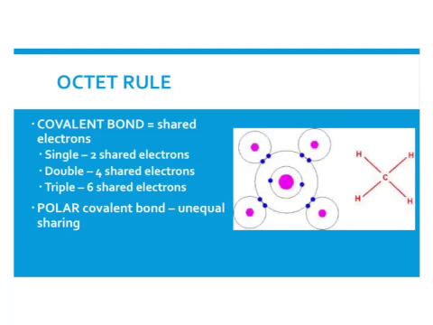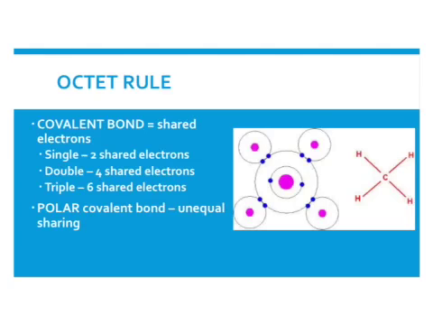Now sometimes elements will share more than 2 in a bond. If there are 2 shared, we call that a single covalent bond. If there are 4 shared electrons, we call that a double covalent bond. And if there are 6 shared electrons, we call that a triple bond.